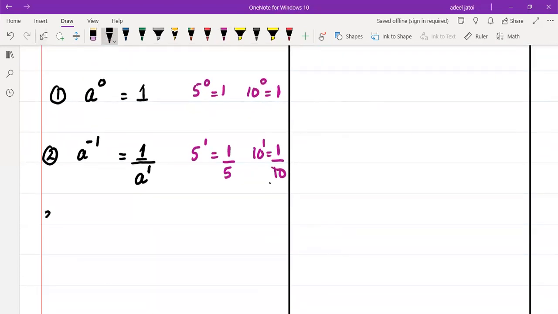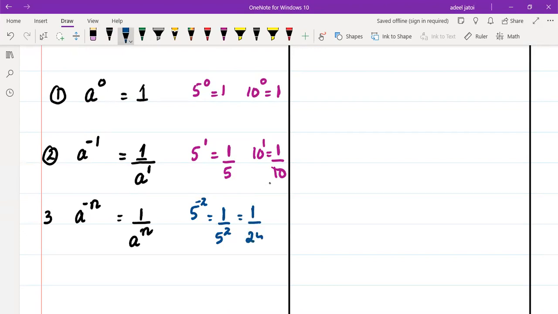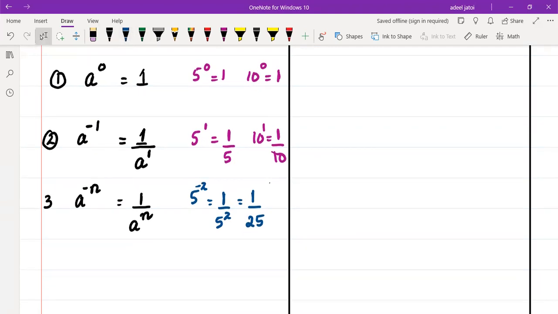Rule 3: if we have any power with any number other than 1, a to the power -n, this will be 1 upon a to the power n. Example, let's say 5 to the power -2. We can write 1 upon 5 to the power 2, which will be 1 upon 25. So we will be solving the number if the number can be solved.